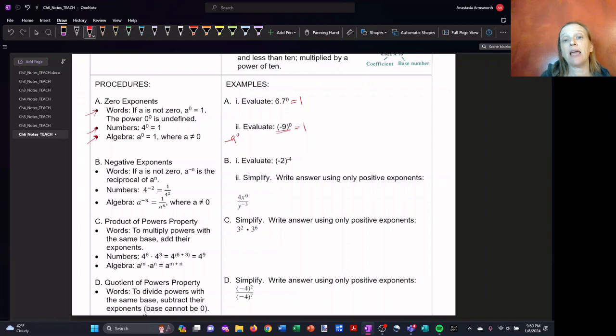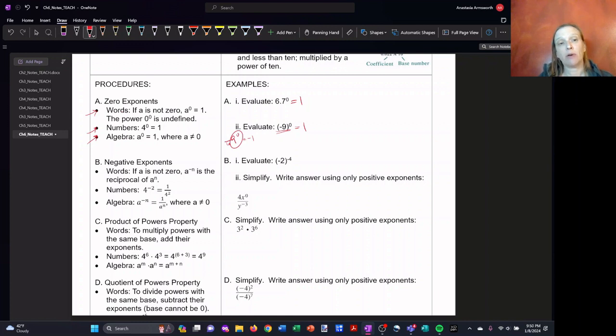If you just type -9 to the 0 power, you will get -1 as your answer because your calculator does exponents before it does multiplication. So it does 9 to the 0 power and then it multiplies by -1. So if you're trying to raise -9 to the 0 power, you need to put that -9 in parentheses. Keep that in mind when you're doing these problems if you're trying to raise a negative number to an exponent.